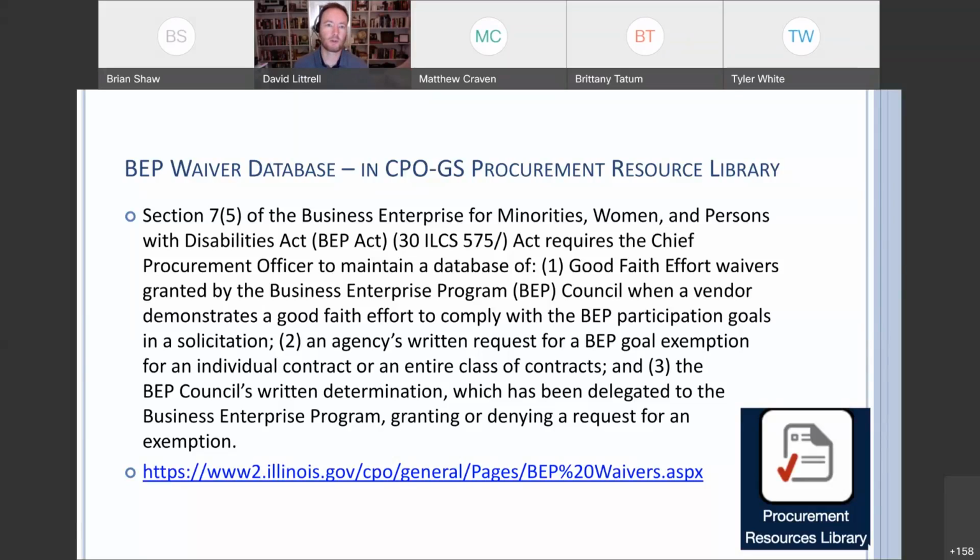So again, this is only if there is a BEP percentage goal on a solicitation and a potential prime vendor cannot meet that subcontracting goal. Then, as a part of their good faith effort, they complete the documentation and submit. So if there is a 0% goal, none of this is applicable. It's only applicable if that BEP good faith effort waiver is required.